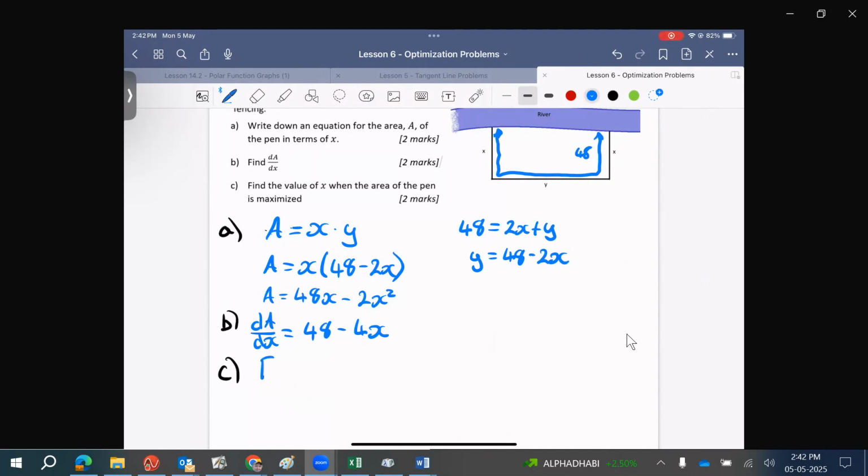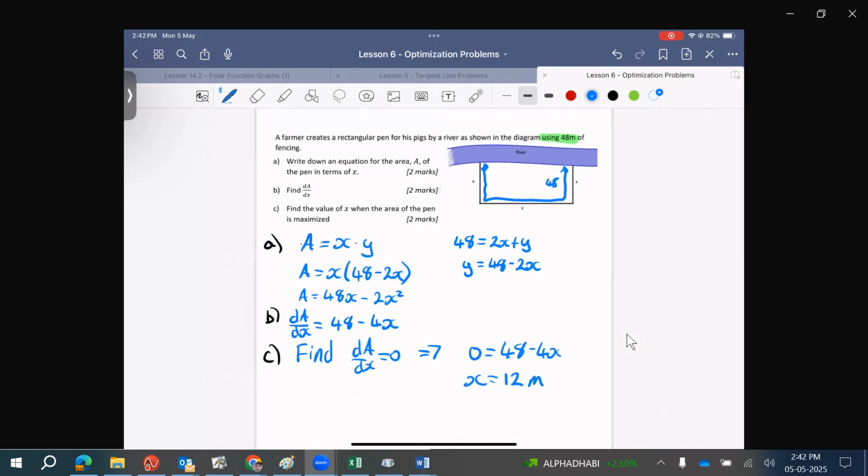So finding where the derivative is equal to 0, dA/dx equal to 0, implies that 0 is equal to 48 minus 4x, which gives x is equal to 12 meters. Reread the question in case you've messed up. Find the value of x when the area of the pen is maximized. So this is what we've done here, and we're good.